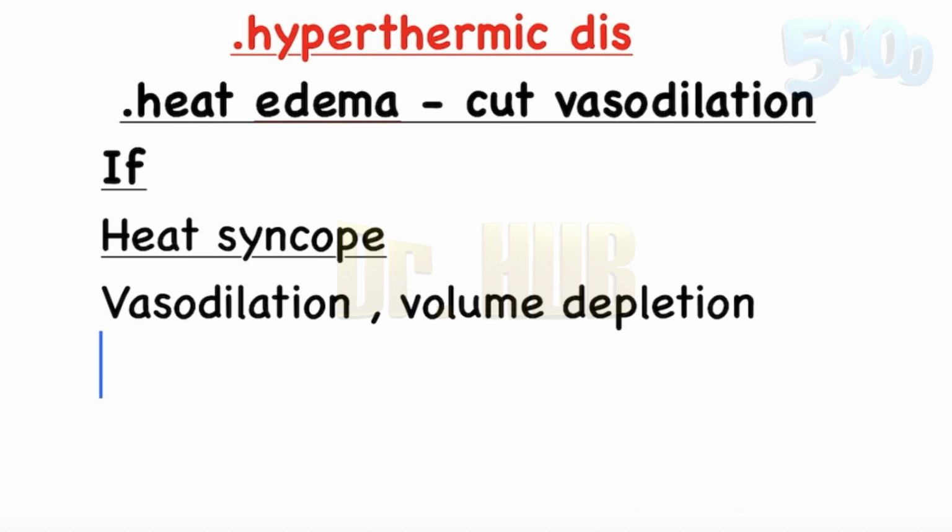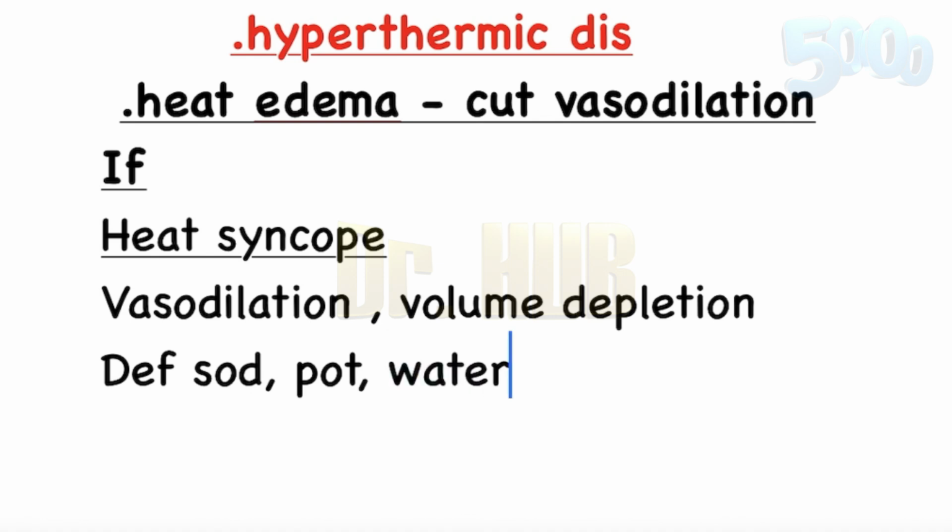This, as we know, the heat cramps is associated with the deficiency of sodium, potassium as well as water. So heat cramps, the mechanism is the deficiency of the sodium, potassium and water, and this is at the intercellular level, so IC level.